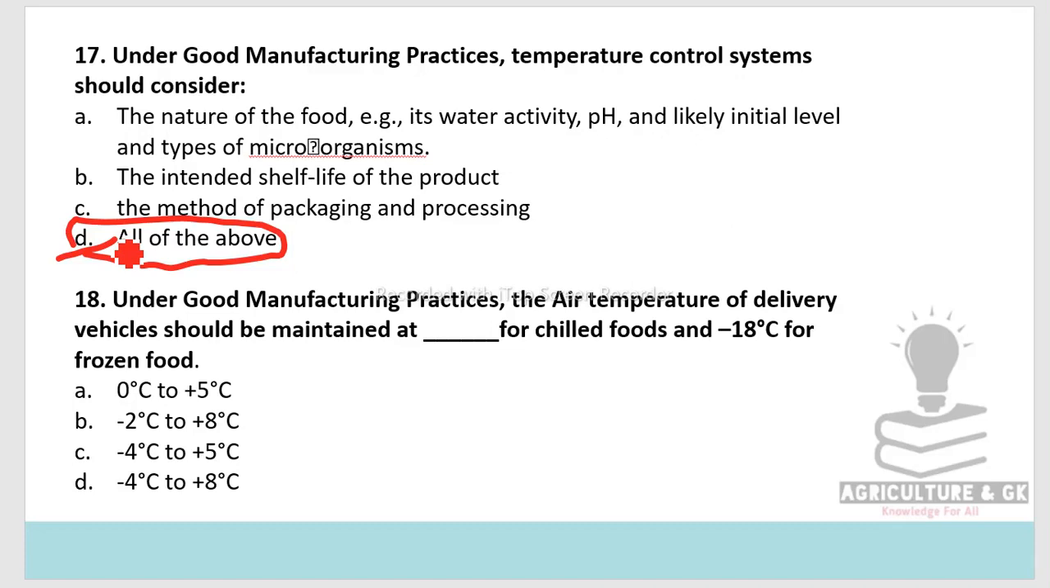to 5 degrees Celsius, minus 2 degrees Celsius to 8 degrees Celsius, minus 4 degrees Celsius to 5 degrees Celsius, minus 4 degrees Celsius to 8 degrees Celsius. So for chilled foods it is 0 degrees Celsius to plus 5 degrees Celsius. So our answer will be option A. So we should remember for chilled foods it is 0 to 5 degrees Celsius, and for frozen food it is minus 18 degrees Celsius. Now moving next.